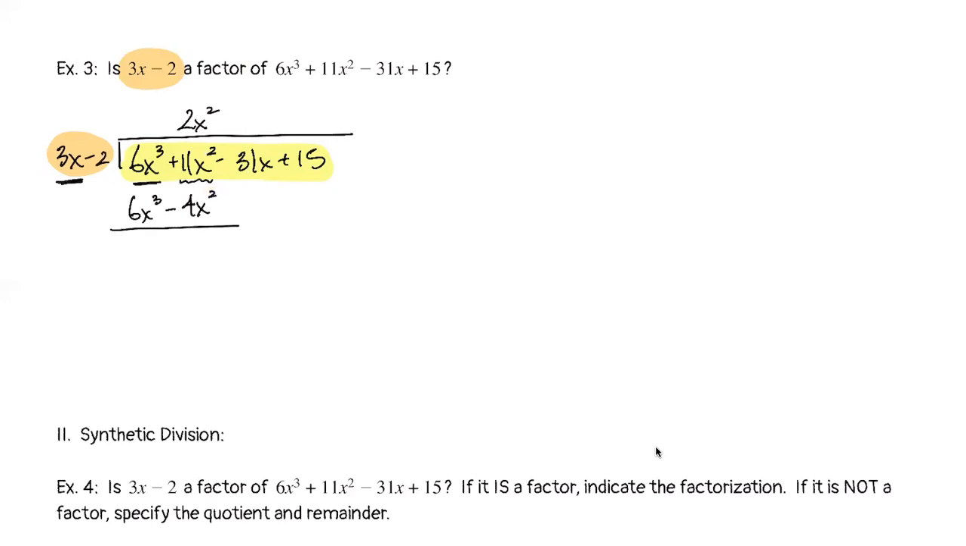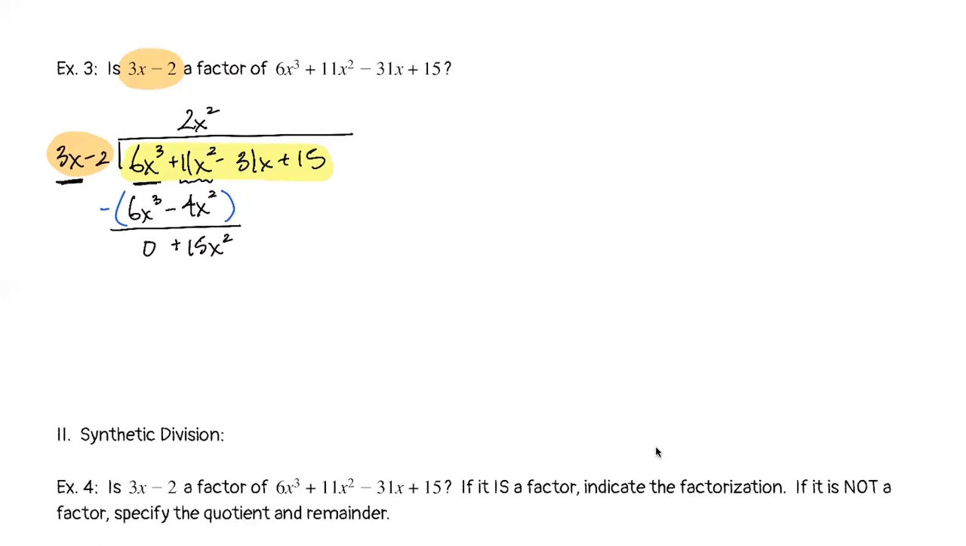Now we got to be careful here because we are subtracting this whole thing, okay? So 6x cubed minus 6x cubed is 0. That's good. That's what you want. But then the next term is not 11x squared minus 4x squared. It's actually 11x squared plus 4x squared because it's a minus minus. So this is actually going to be plus 15x squared. Okay.